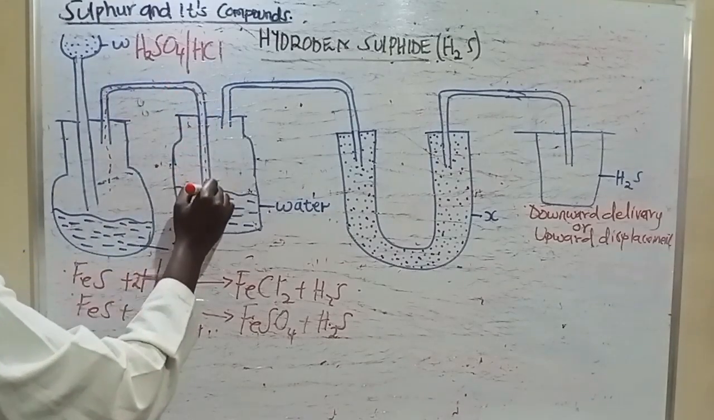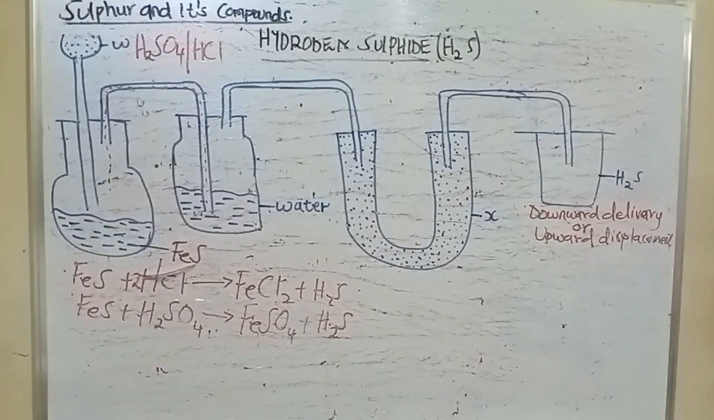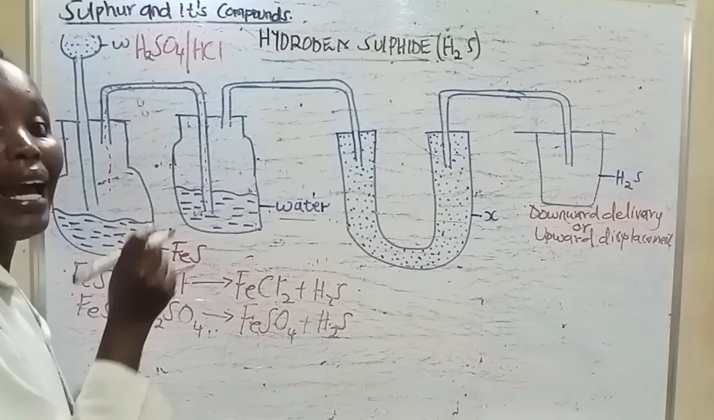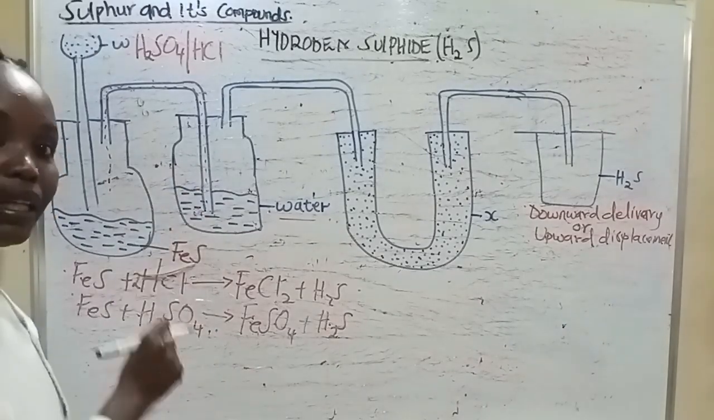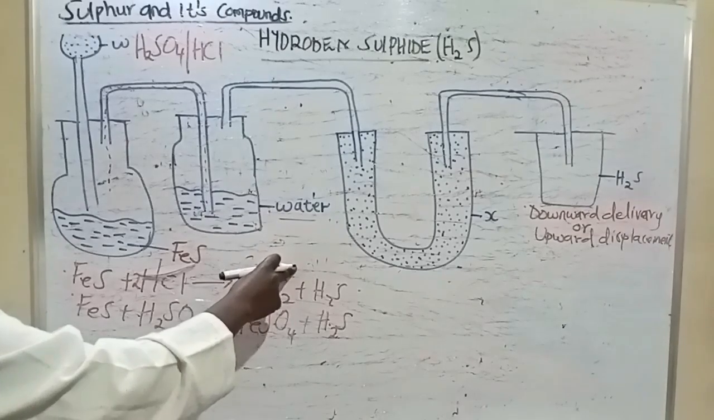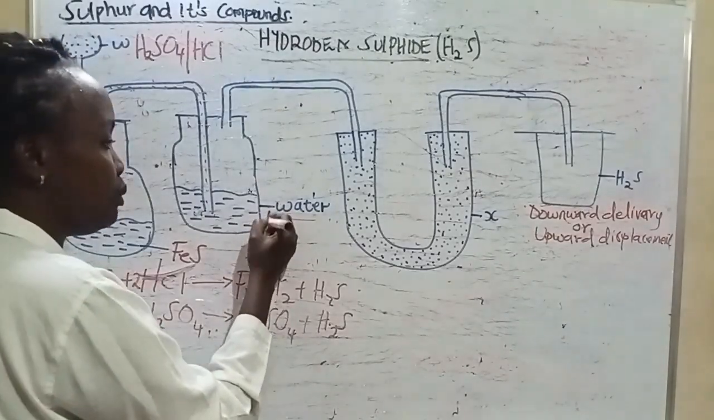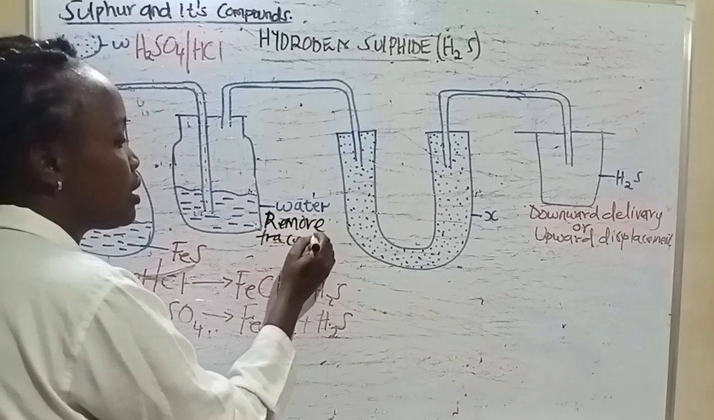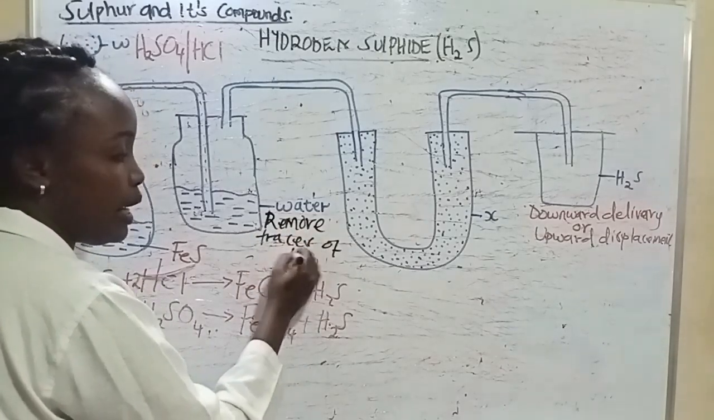This is our hydrogen sulfide gas, and it is coming to water. The gas is going to pass through water. Why are we passing it through water? We are making our hydrogen sulfide gas pass through water in order to remove the traces of the acid that is in the gas.